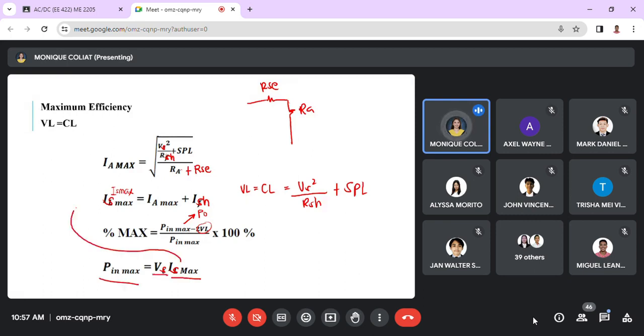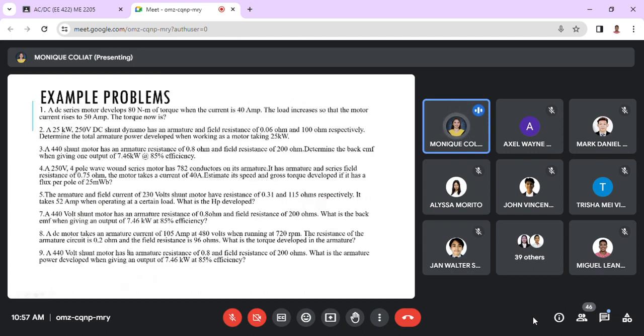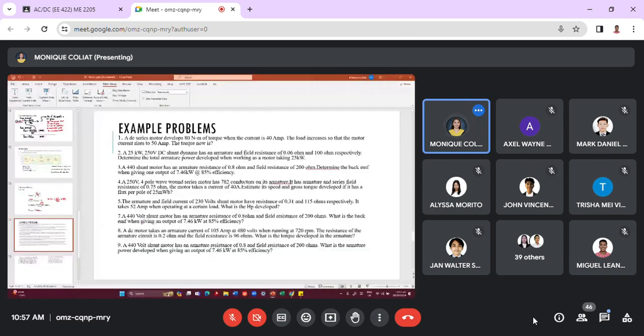So, very similar to basic. Okay. So, before we start solving these example problems, let me show you a bit about how a DC motor works.